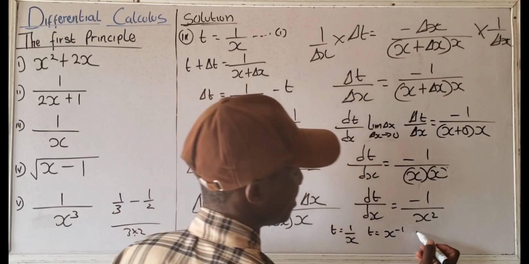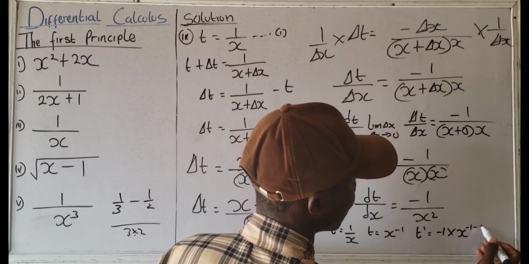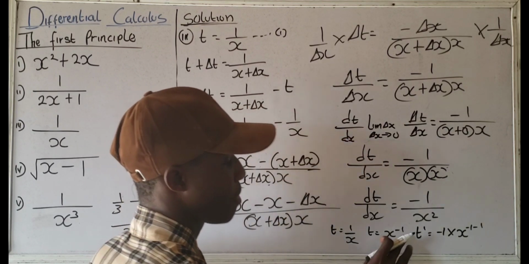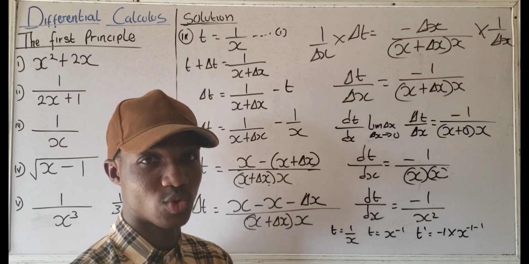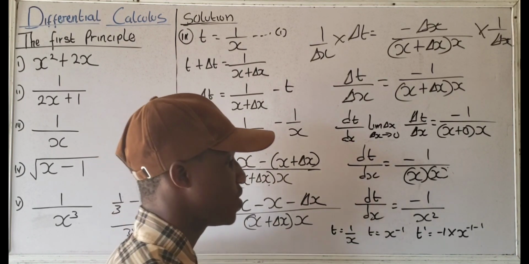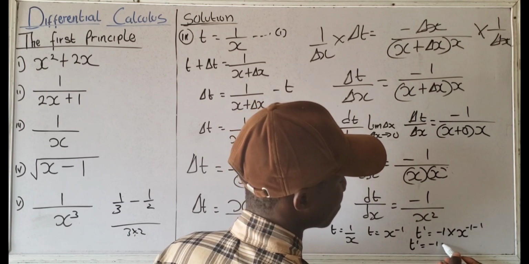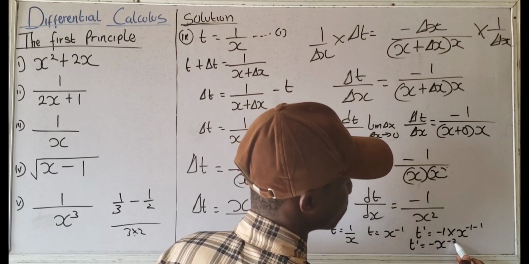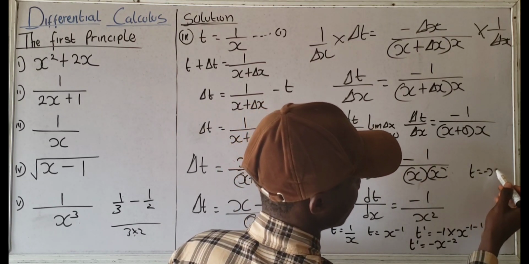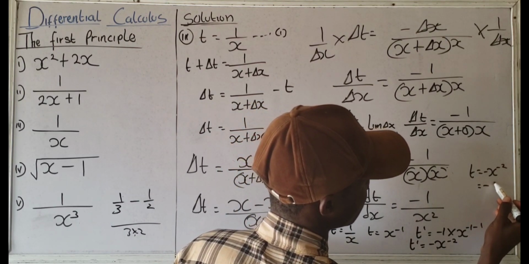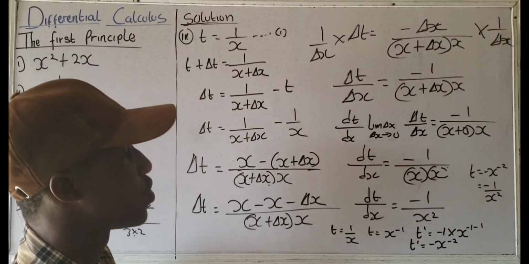So here the derivative of t will be equal to -1 multiplied by x raised to the power of -1 minus 1. Hope you know, because the power is already negative, we are also subtracting 1 using the polynomial rule. So here I'm going to have the derivative of t is equal to -1 multiplied by x raised to the power of -2. And this can be written as -1 all over x raised to the power of 2, according to the laws of indices. So that is it.